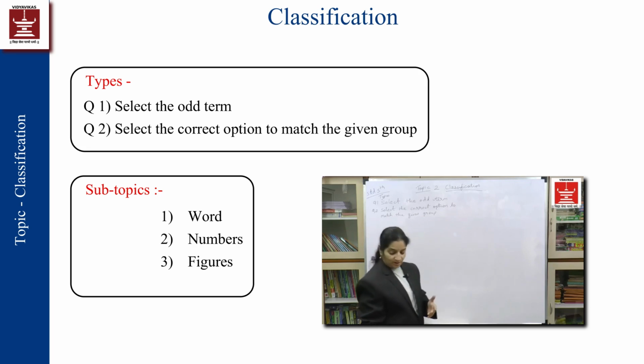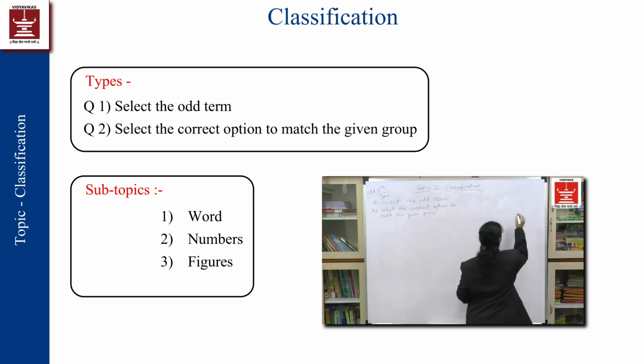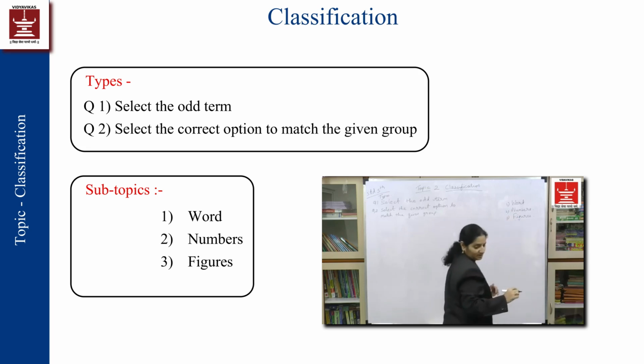Now the subtopics for classification will be, first, words. Again here your knowledge of language will be tested. Second is going to be numbers. And third is going to be figures. The question type is going to be the same in all 3 subtopics.